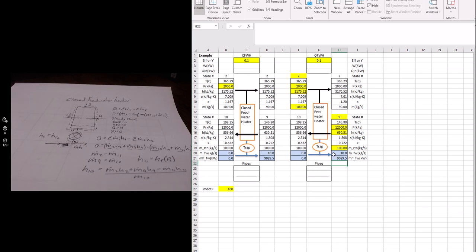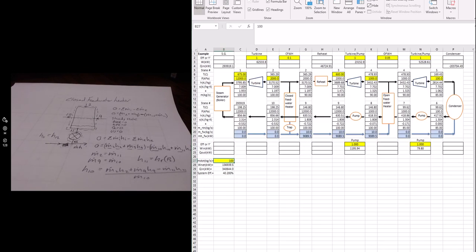And that will either go back to an open feed water heater or to my condenser. In my example here, it'll either come back in here, or if this was a closed feed water heater, it would continue on and come back into the condenser.